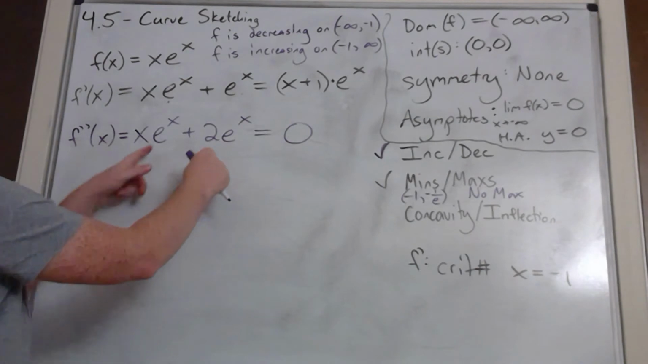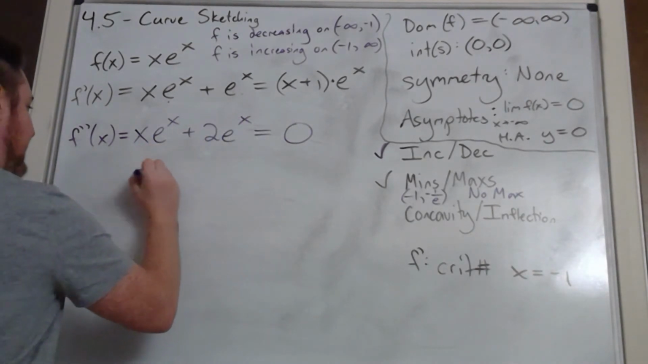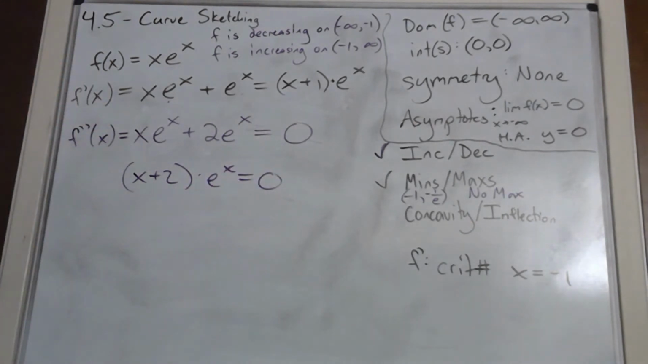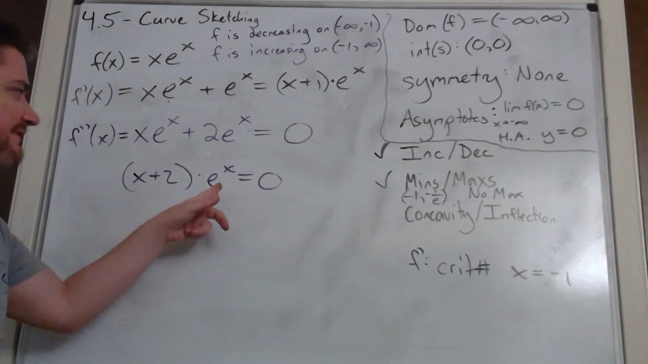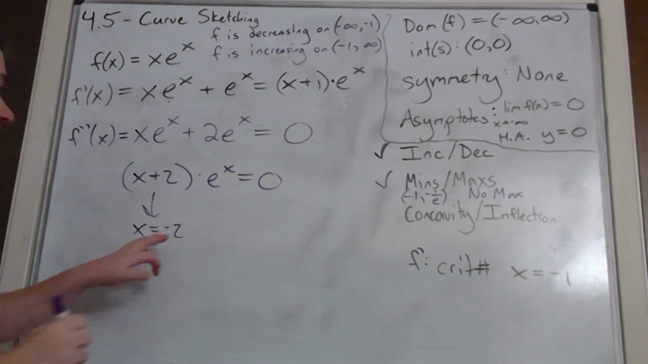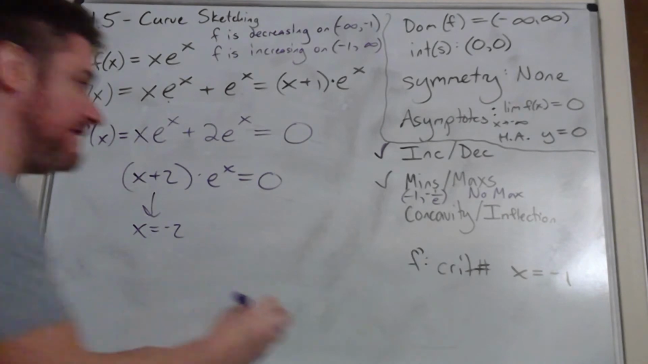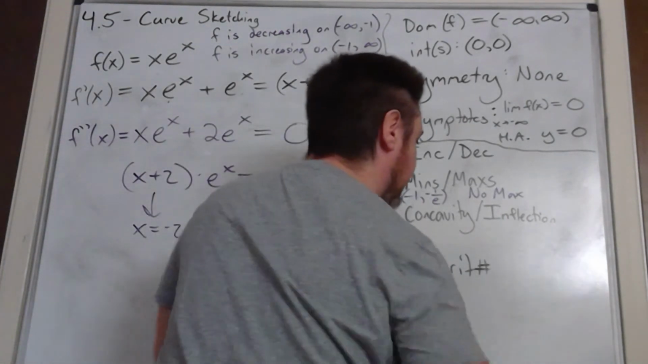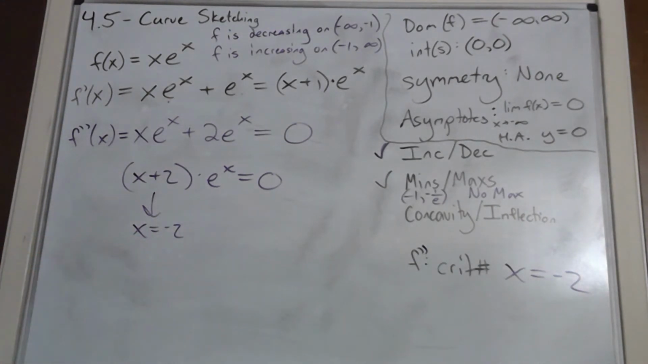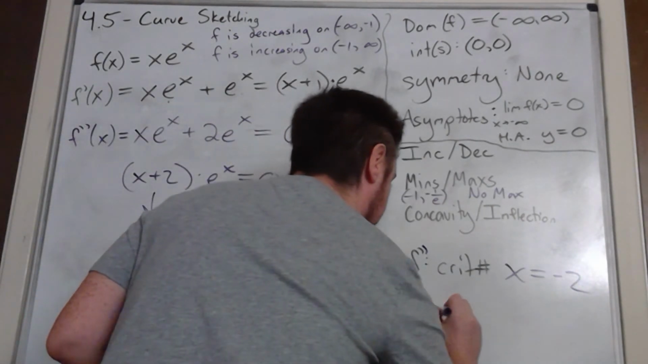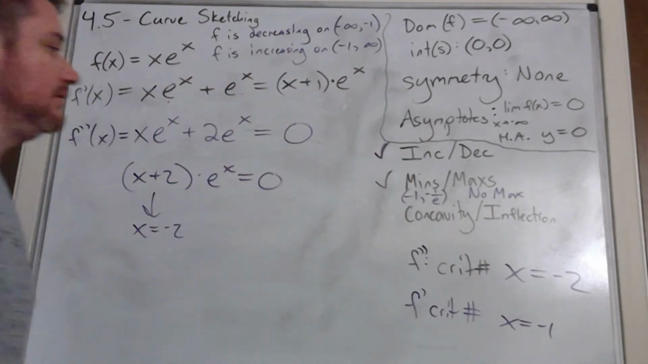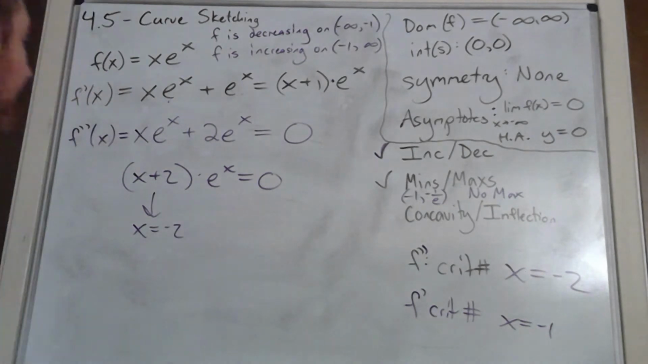Let's factor. So I can factor out the e to the x. So I have x plus 2 times e to the x, to identify these critical numbers now. Same business as before, e to the x has no solutions, and this, though, is equal to 0 when x equals -2. There we go. So for f double prime, the critical number now is x equals -2. Okay? For f prime, the critical number was x equals -1. So I'm going to keep that in mind.